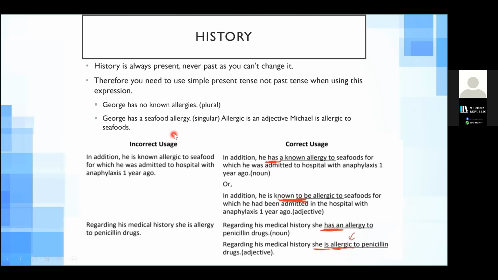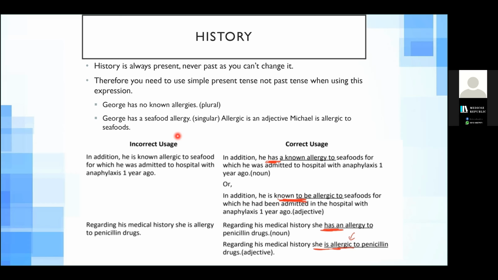Now, history. Whenever we are talking about the history of the patient, because case notes are all about the history of the patient that we are explaining to the person that we are writing the letter to, history is always present, it's there all the time. It can never be the past, as you cannot change it. Therefore, you need to use simple present tense, not past tense, when you are using this expression.